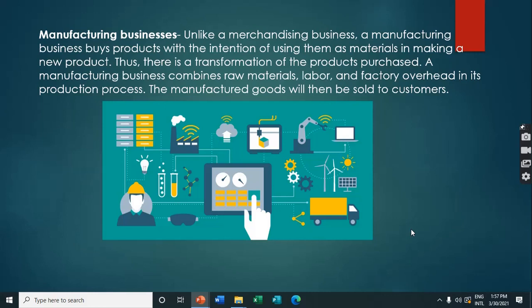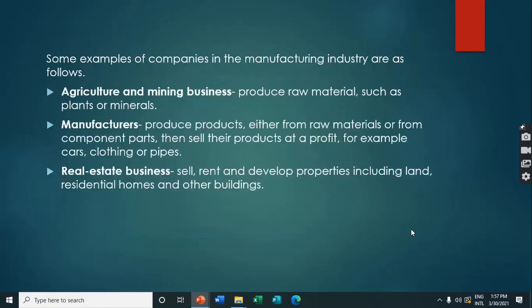For example, ano yung may example niya? Ay kukuha ka ng mga parts ng sasakyan, then i-assemble mo, then that's already a new product. Ayan, some examples of companies in the manufacturing industry are as follows. So, number 1 is agriculture and mining business. Yan, yung nagpo-produce ng raw materials such as plants or minerals. Yan yung mga manufacturing business natin.